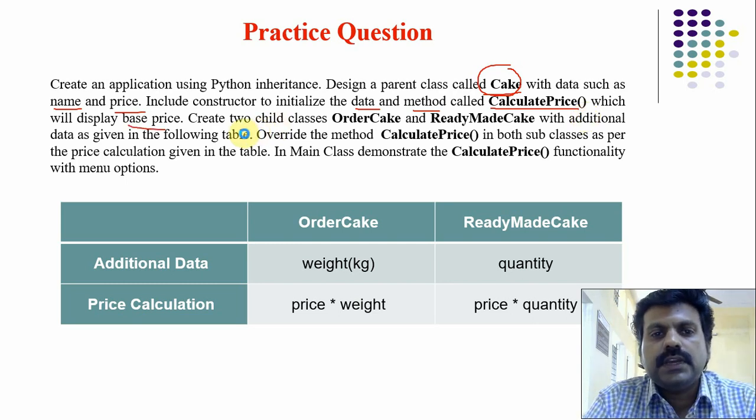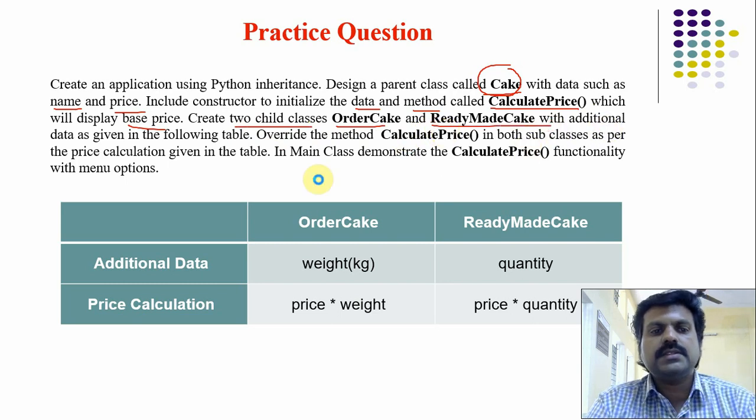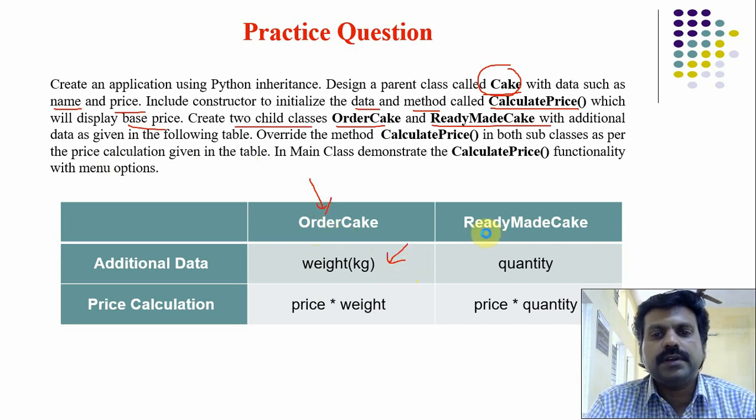Now we have to create two child classes, order cake and ready-made cake, with additional data as given in the following table. So for order cake, the additional data is weight. Okay, how many kgs available? That is the data we have to prepare. And for ready-made cake, we have to prepare quantity as another additional data. Now we have to override the method calculate price in both subclasses as per the price calculation given in the table. Okay, so now let's see how we can create this program.